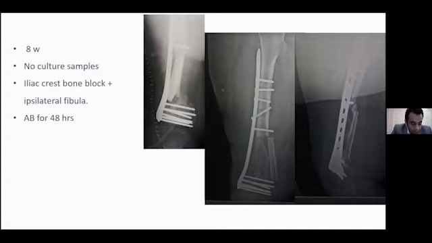Eight weeks later, second stage was done. Removal of the spacer and iliac crest bone block and ipsilateral fibula. And also no cultures were taken and the patient received antibiotics for 48 hours only.